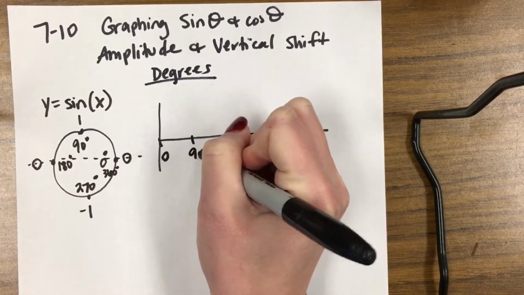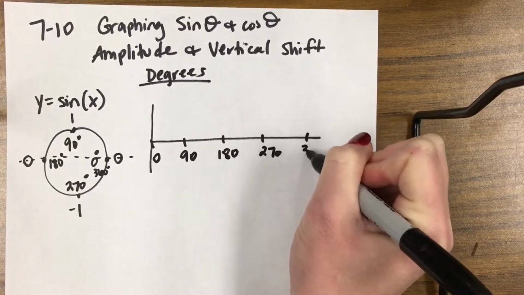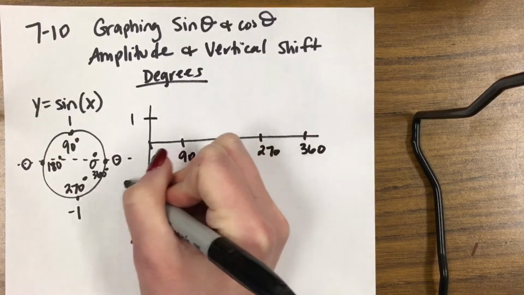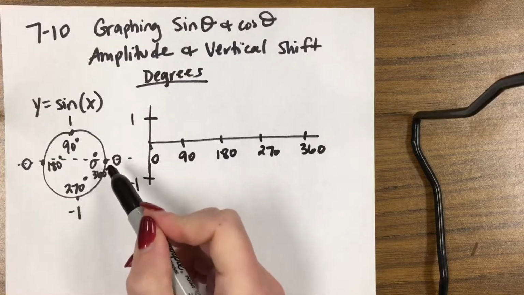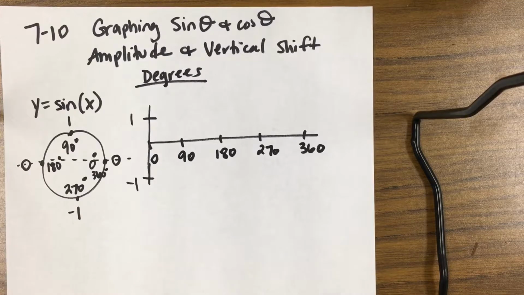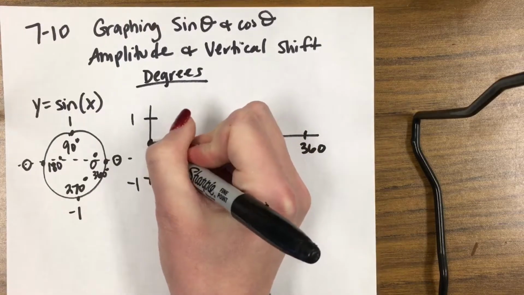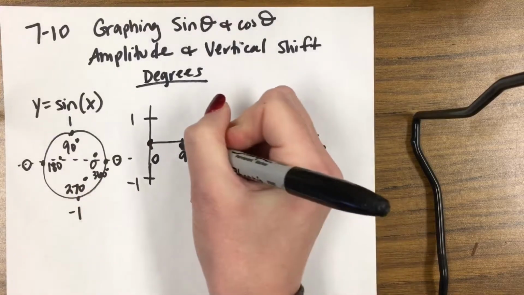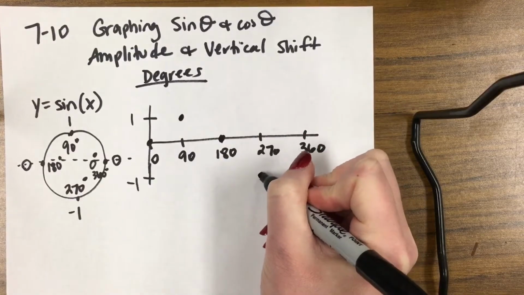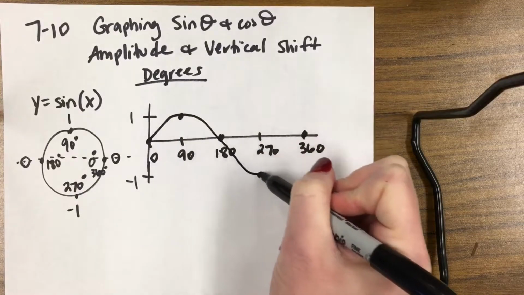We're going to label these angles on the x-axis, and we're doing degrees for this. And then on our y-axis, it will go between 1 and -1, right? We didn't have any other values in here besides 1s and 0s and -1s. So when we plot our points, we're just going to plot what we have. At 0 degrees, the height was 0. At 90 degrees, the sine value was 1. 180 is 0. 270 is -1. And 360 is 0 again. So this is our regular sine curve.